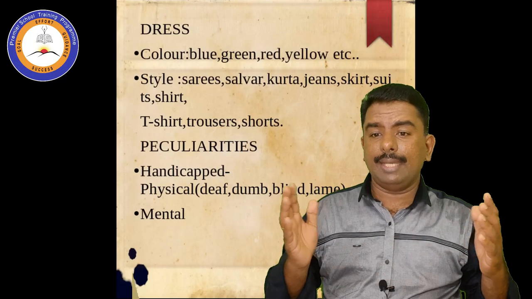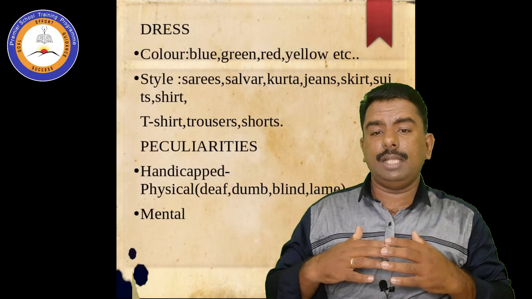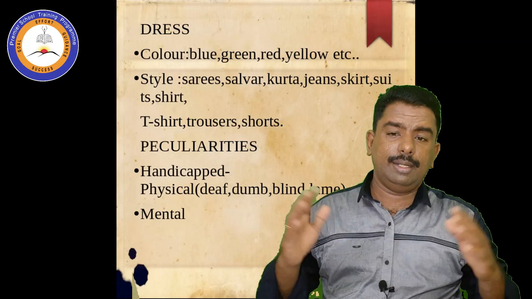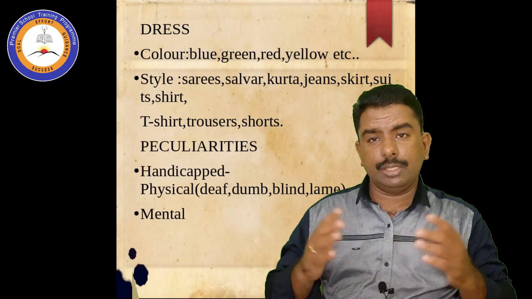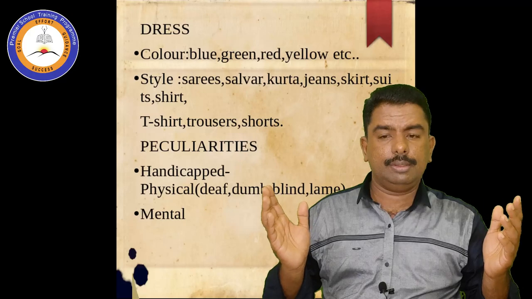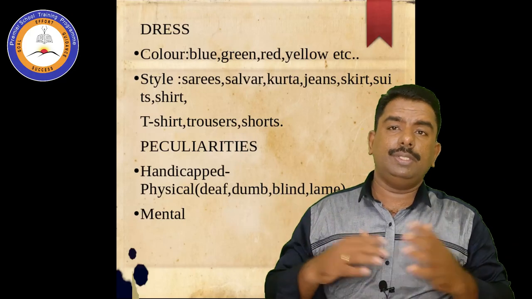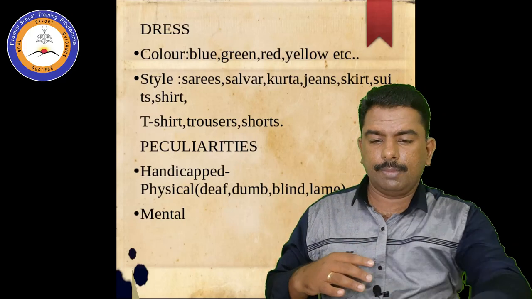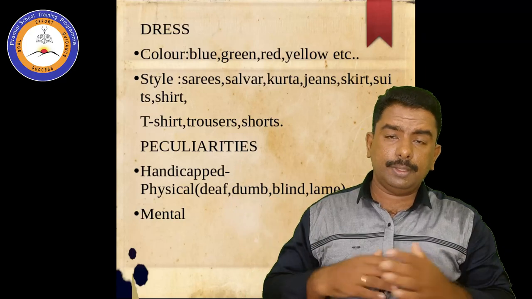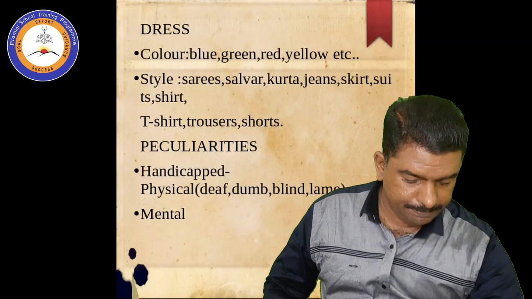Peculiarities, special features: handicapped, physical, deaf, dumb, blind, lame. And next is related with the mental type of peculiarities we can use. So these are the different aspects of a person.